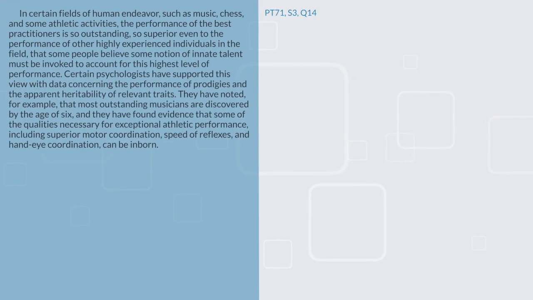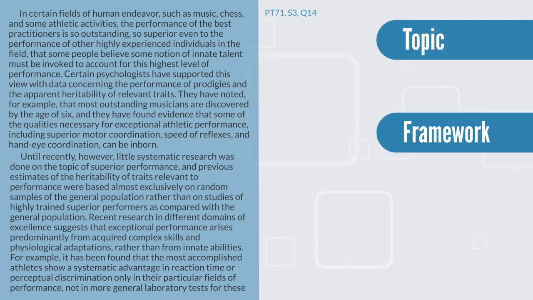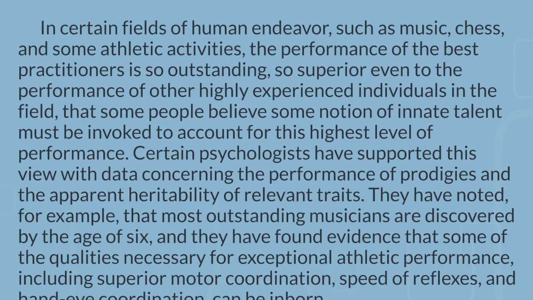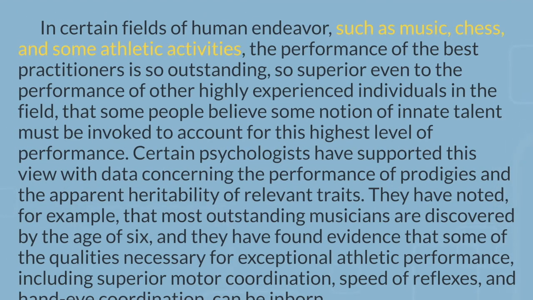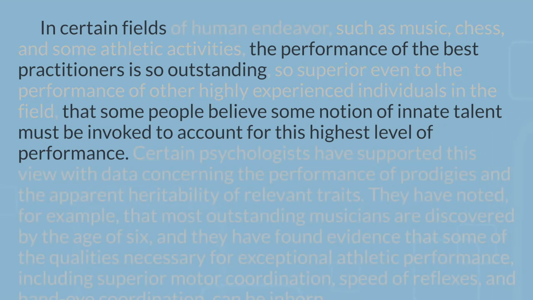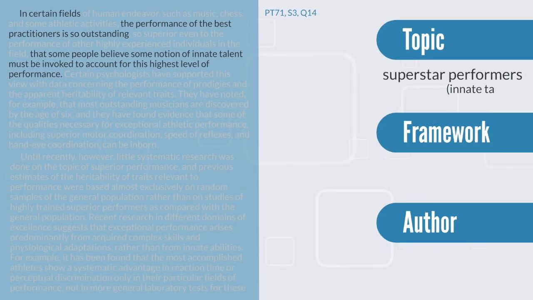Before we dissect this question, let's make sure we're on the same page with the passage. We need a topic, a framework, and an author. That first sentence is really long, so if I remove the two double comma modifiers, I'm left with: the performance of the best practitioners is so good that some people think they must be innately talented. So we're talking about superstars who might be innately talented.